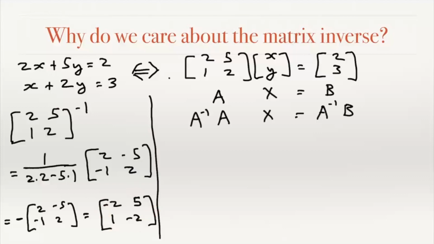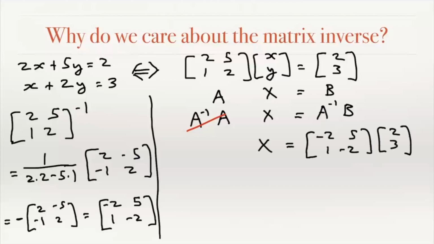So multiplying both sides of this on the left by the inverse, A inverse A goes away, and we have that X is just A inverse B, and A inverse is negative 2, 5, 1, minus 2, and B is still 2, 3. And remember that capital X was just shorthand for x y. So we have that x y is this product.